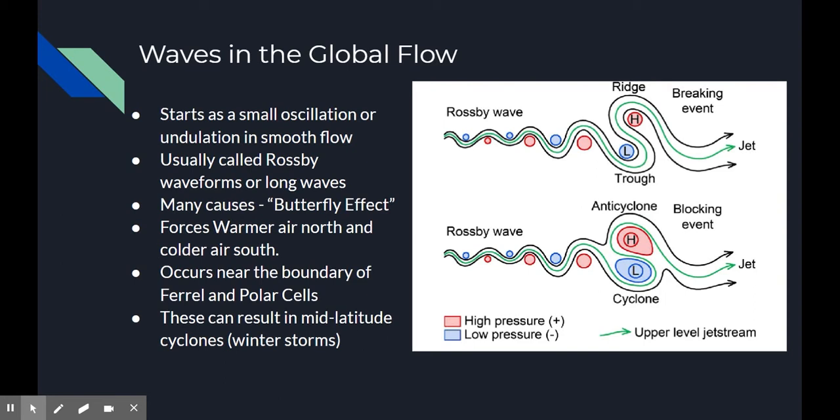Okay, these generally occur near the boundary of Ferrel and polar cells in the mid-latitudes, where we see a lot of our most active weather.